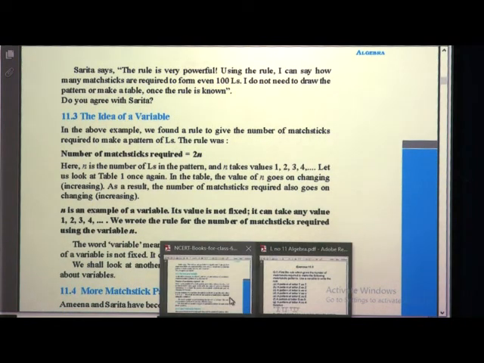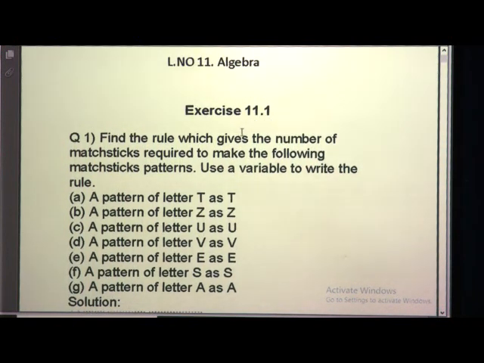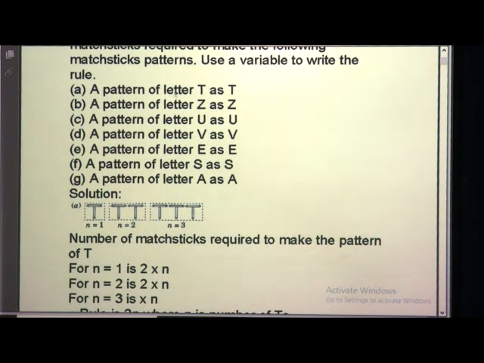First I will explain one example. See, it is from exercise 11.1. Find the rule which gives the number of matchsticks required to make the following matchstick pattern. Use a variable to write the rule. See here students, now we need to make a pattern of letter T. We need to make a pattern of letter T by using matchsticks. For preparing one T, the number of matchsticks required is 2.